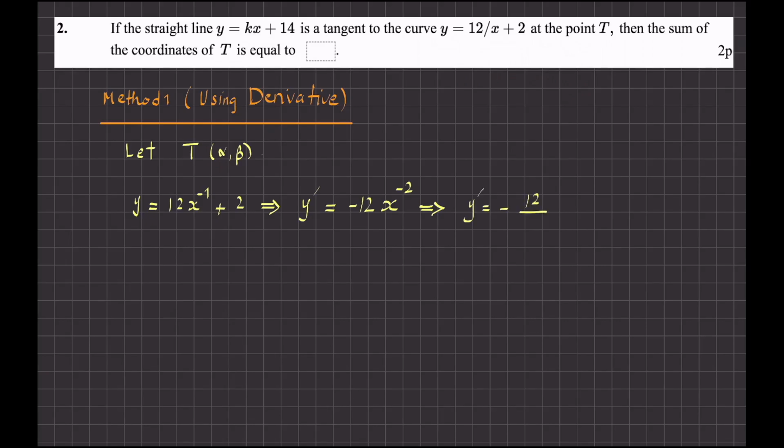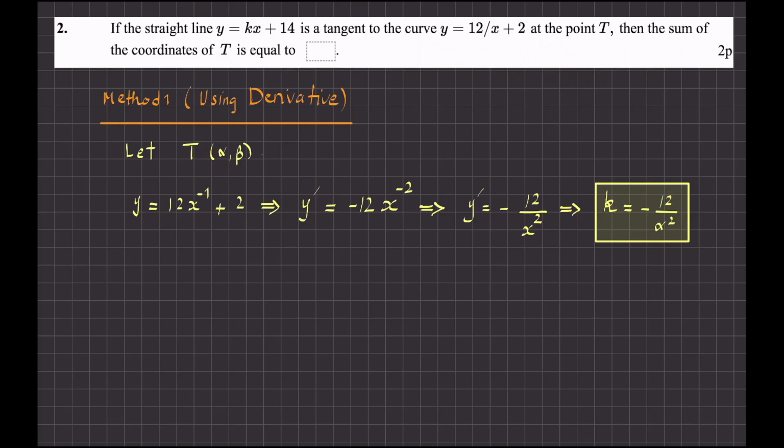I bring x to the power of minus 2 down, so it becomes this. Now, if I ask you what is the k value, the k value is simply if I replace x with the x coordinate of the point of tangency. So it becomes minus 12 over alpha squared. This is one relation. But of course, there are two unknowns here, alpha and k, so we cannot solve the problem using one piece of information.